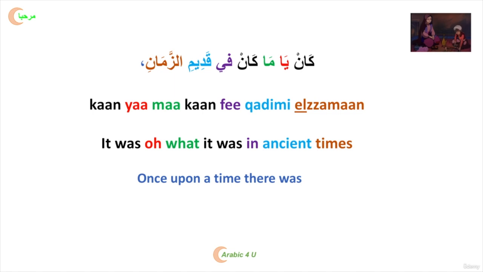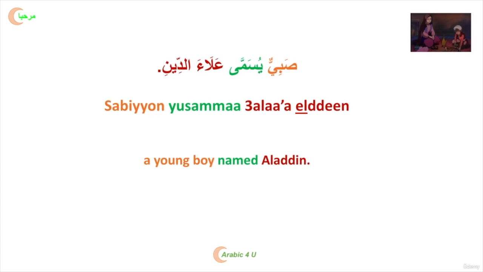كان, it was. يا, oh, ما, what, etc. And I did that in a way that you would be able to use these words and use them in other sentences. And we continue with the story. صبي يسمى علاء الدين. صبي يسمى علاء الدين, a young boy named Aladdin.